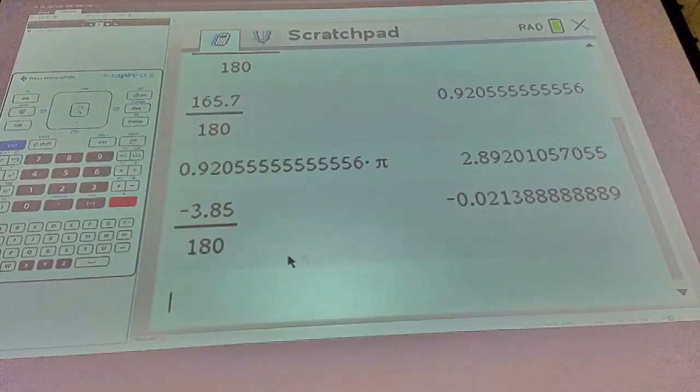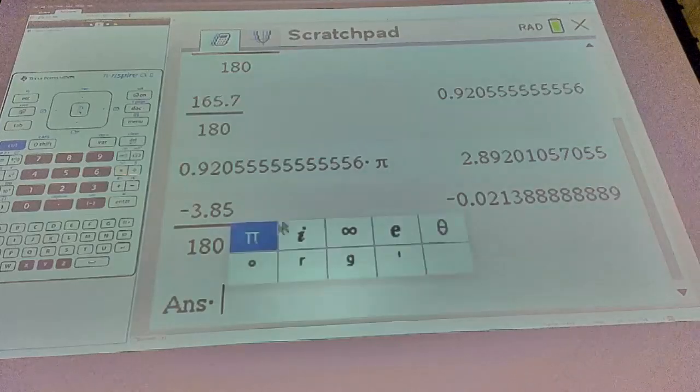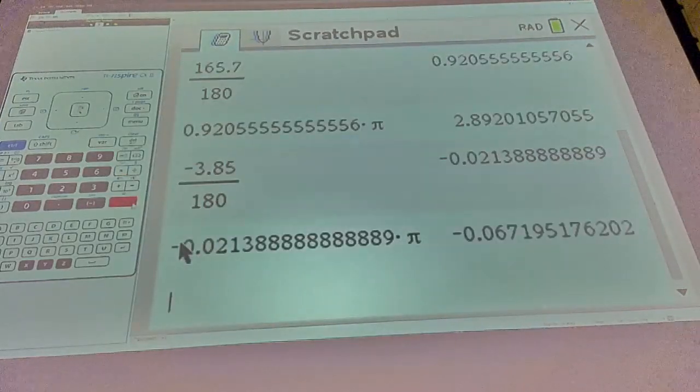Negative 0.0672. And so again, either of those two answers would be acceptable.